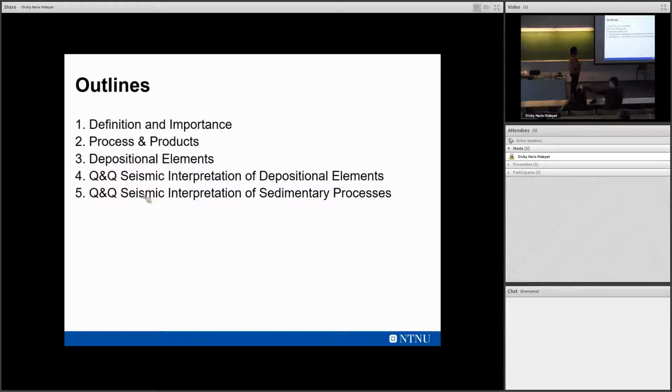And the last two are our main topics. We try to interpret the deep marine by using qualitative and quantitative seismic interpretation methods. So we will use a seismic section, and then we try to interpret the qualitative part and the quantitative part of the deep marine processes and products.